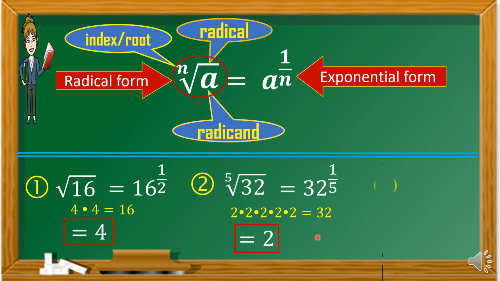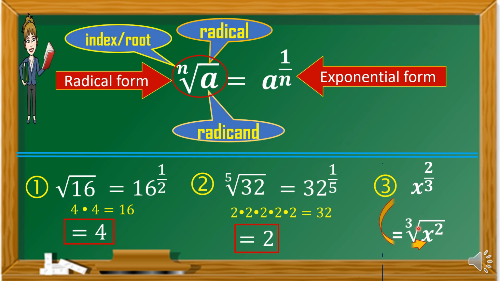Okay po? So next, example number 3. x raised to the power of 2/3. This time, we're going to rewrite this into radical form since this is in exponential form. So, what will be the answer? This will become the cube root of x squared.